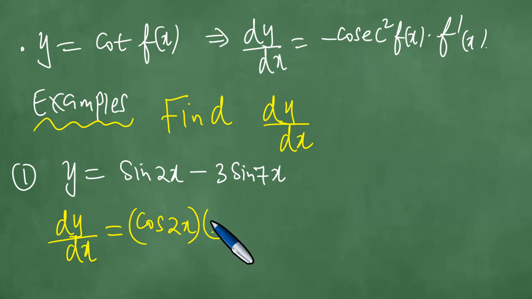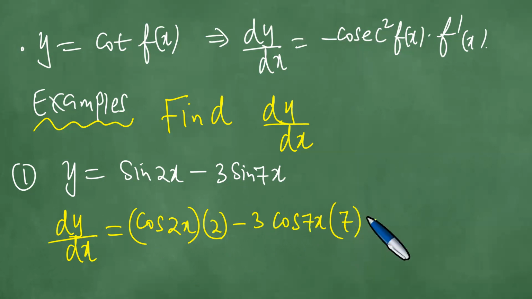What's the derivative of the 2x? It's 2 with respect to x. Right, and then the derivative here, 3 is a number. So the derivative of the sine is again the cosine, cosine of 7x. The derivative of 7x is only 7. Yeah, and therefore this is the answer already, but you can write it as 2 cosine 2x minus 21 cosine 7x.